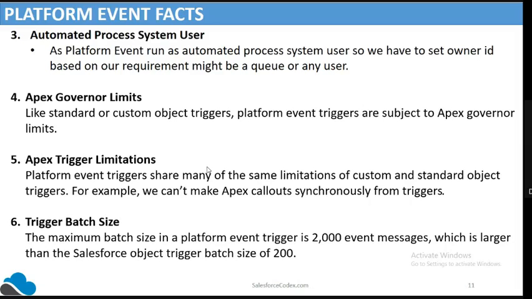Trigger batch size. The maximum batch size in a platform event trigger is 2000 event messages, which is larger than the Salesforce object trigger batch size of 200. So in one batch, you can execute 2000 event messages. That's why we sometimes say platform events can be used for overcoming a governor limit also. If you have 200 records, we can utilize platform events for 2000 records. So in one transaction, we can get 10 times more than the usual custom object trigger.